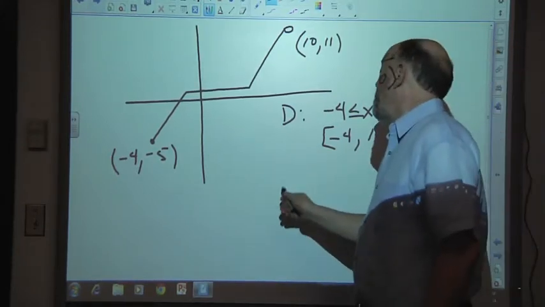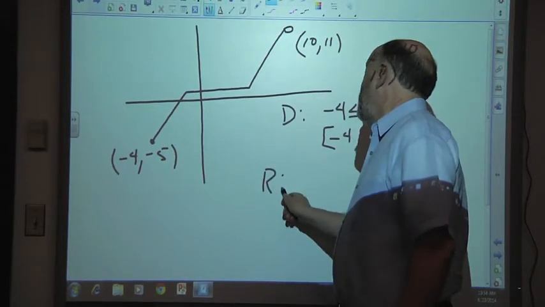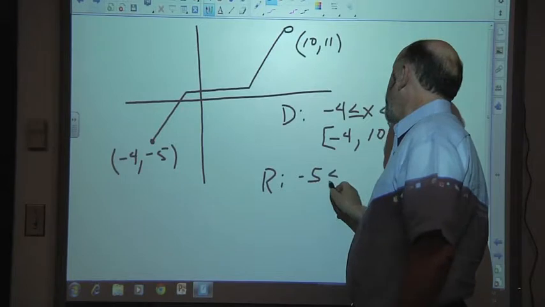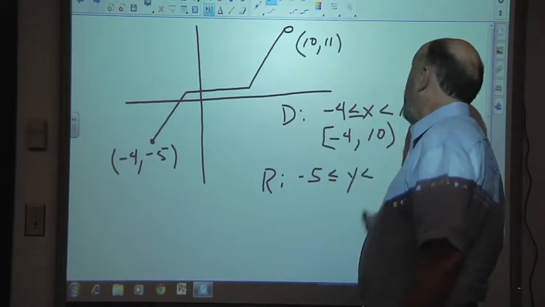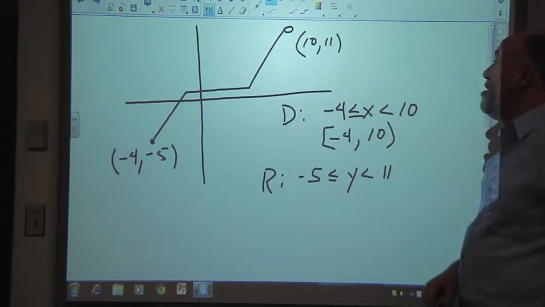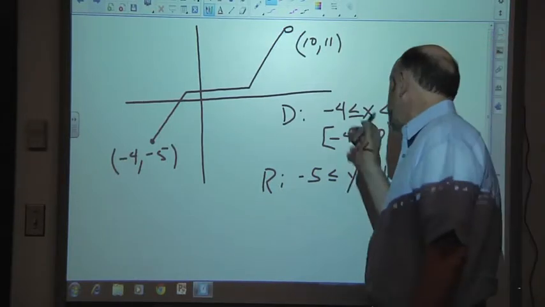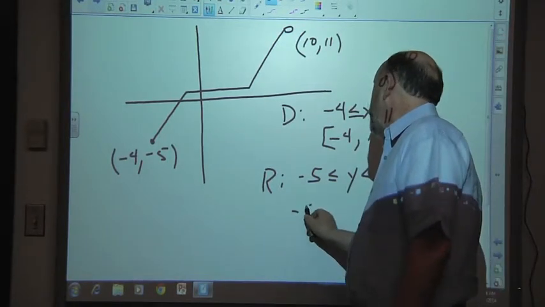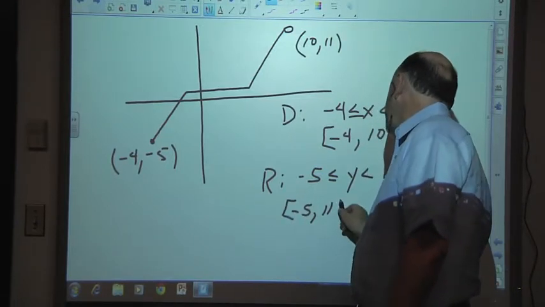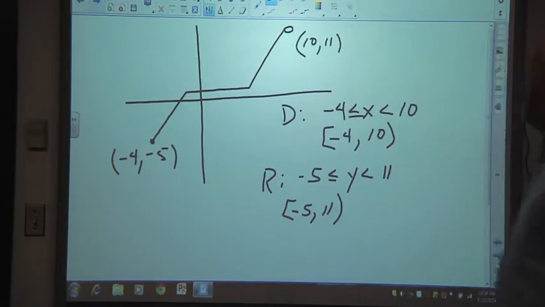We could also do the same thing with the range. The range is the y values from -5, and it can be -5, up to 11, but it cannot be 11 because of the open circle. In terms of notation, this would be -5 to 11, closed bracket there, and parenthesis there. Okay? So that would be domain and range given a graph. You should be able to do that.